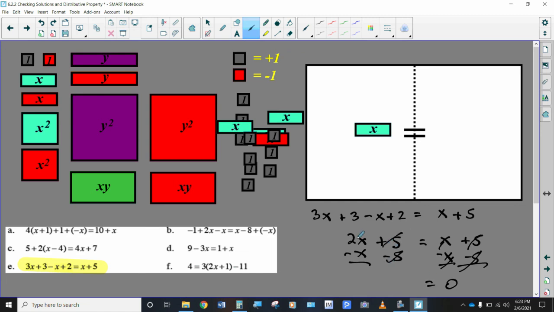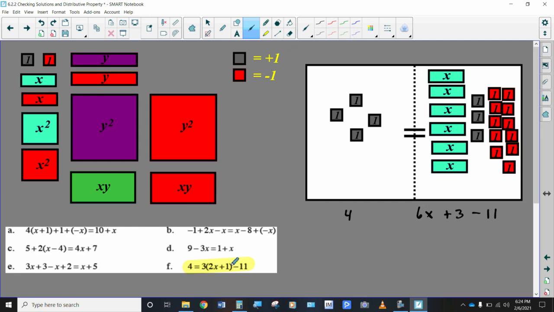But here, not everything was canceled out. You've got an x. So could 0 be the solution? 0 plus 3 is 3, and that's minus 0 plus 2 is going to be equal to 0 plus 5. Yeah, 5 is equal to 5. That is correct. 0 was our solution. And now for the last problem.